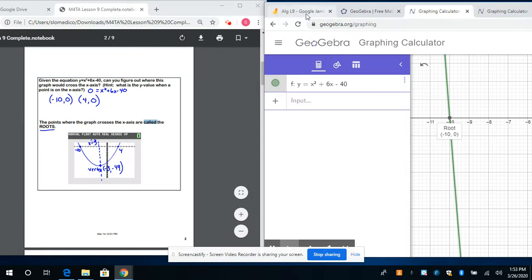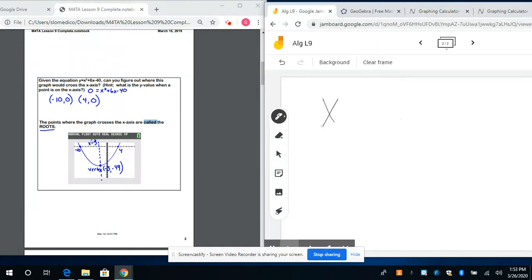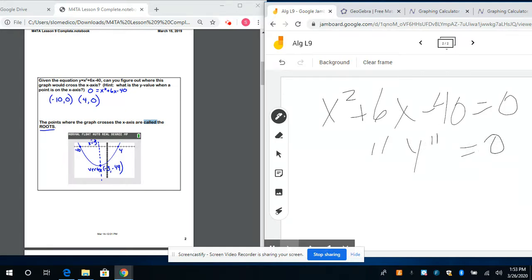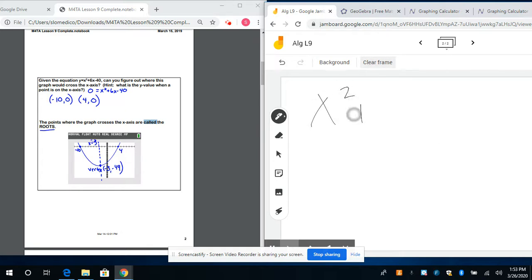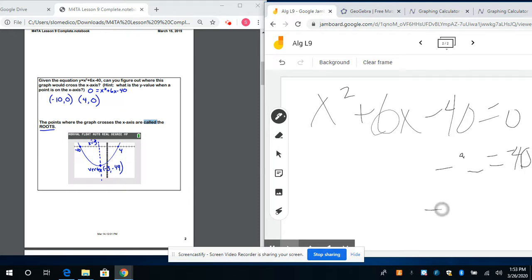So if you were to solve this without it, if you want a solution to a graph, you're setting the equation equal to 0. Remember, you're setting this y value equal to 0. This is y equals this right here. So to find a solution, you set the function equal to 0, and we factor this, right? We can't really solve otherwise. So what two numbers multiply to negative 40 and add to 6?